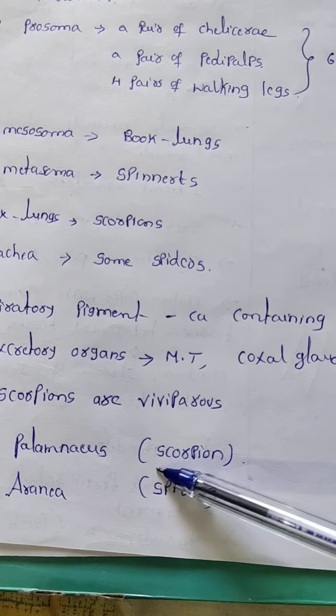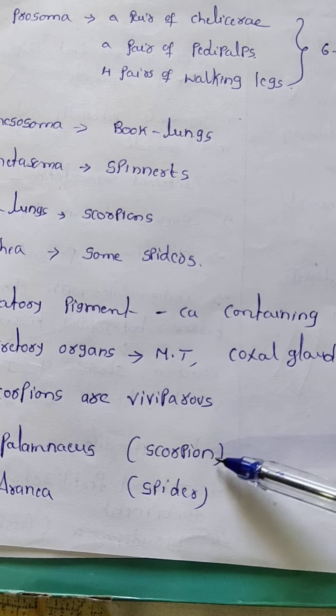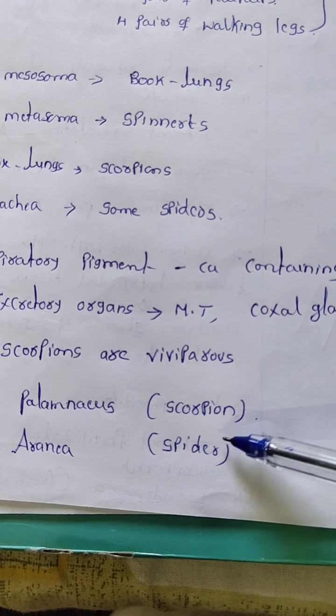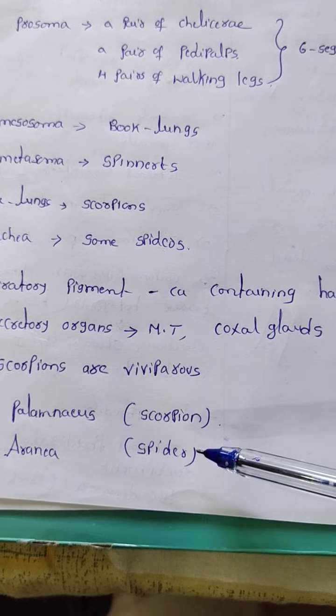The best example is Palamnaeus. Palamnaeus is commonly called the scorpion. And another example is Aranea. Aranea is also commonly called the spider.